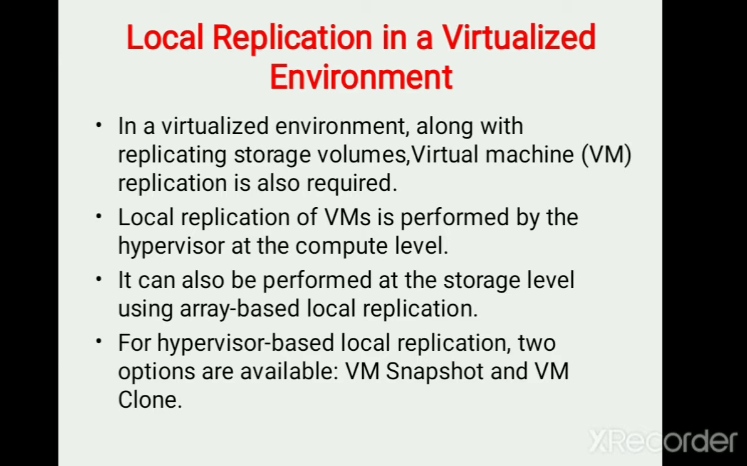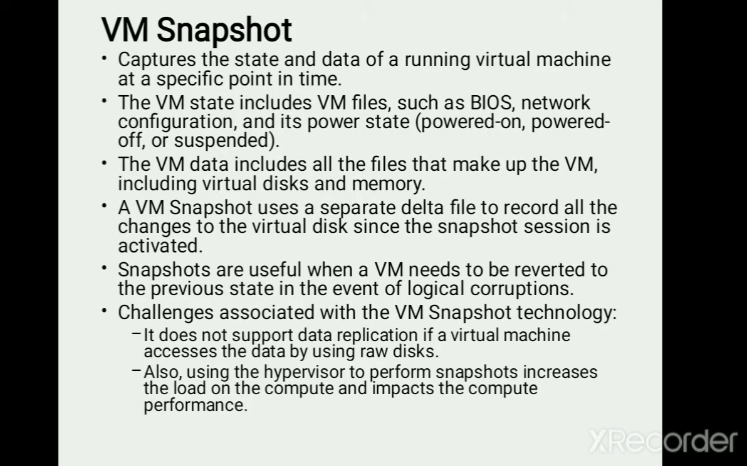Usually in the array based method, the logical unit number on which the virtual machine resides is replicated to another logical unit on the array. And in hypervisor mode, there are two options: the VM snapshot and the VM clone. So what happens in the VM snapshot?